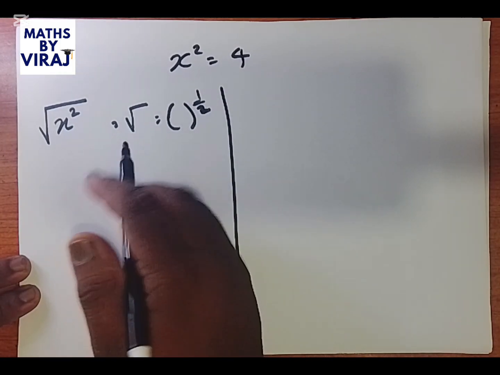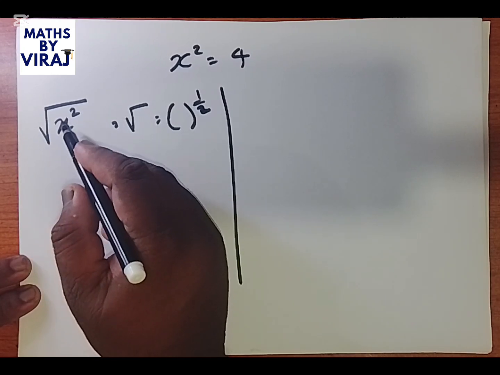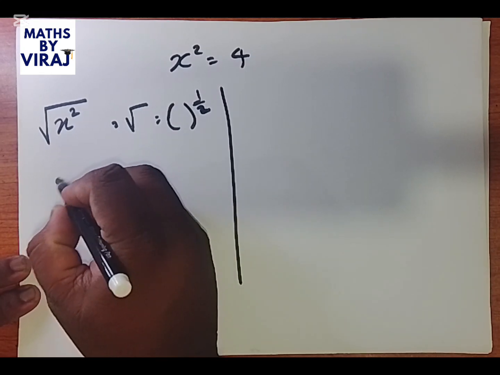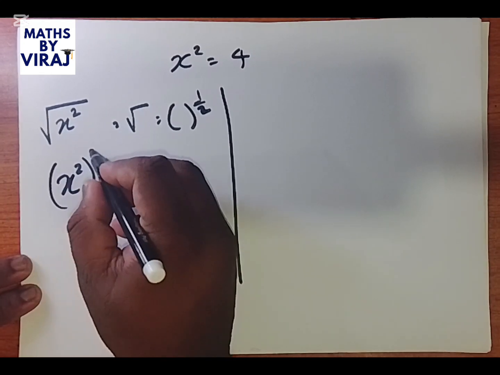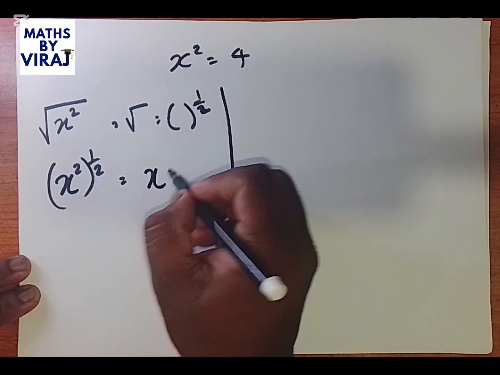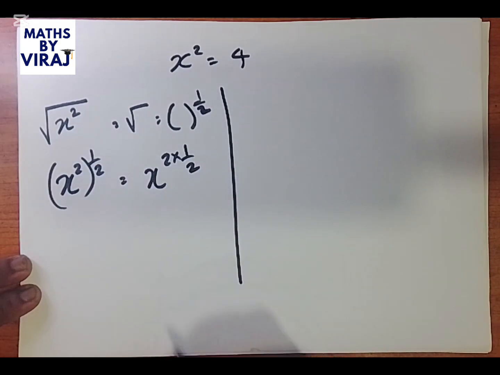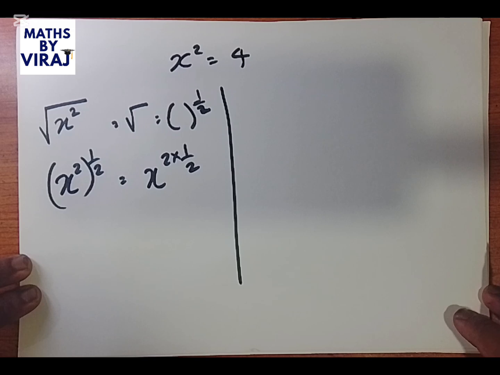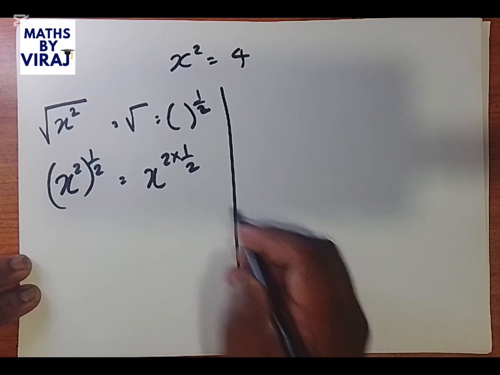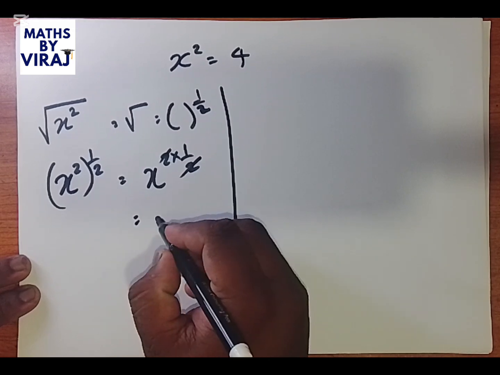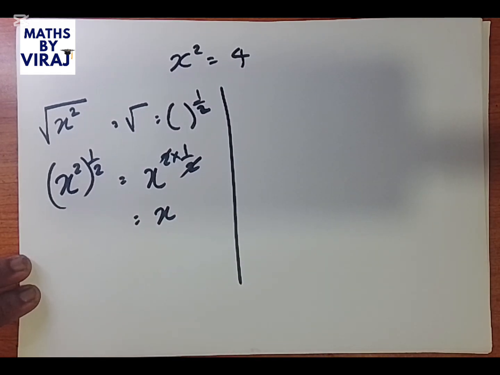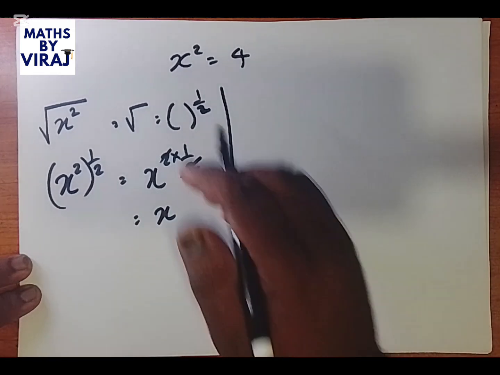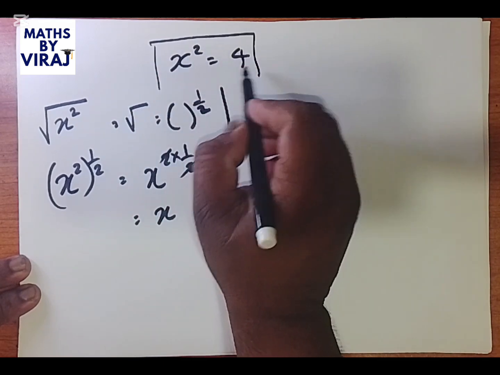Now the application of a square root to the x squared term is x to the power 2, whole into the power half, which is 2 into half. We know that when there is a power to a given power, the two powers multiply. This cancels off, which gives us x. Having that known, x squared is equal to 4.